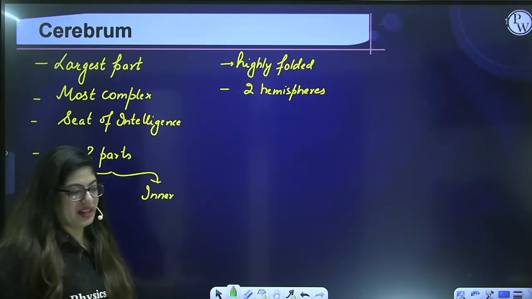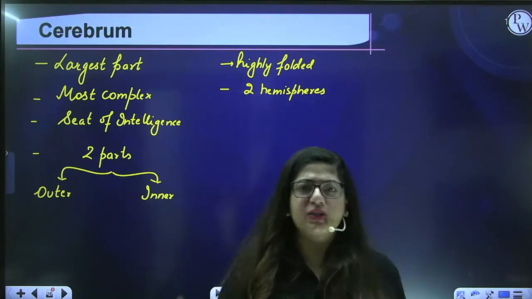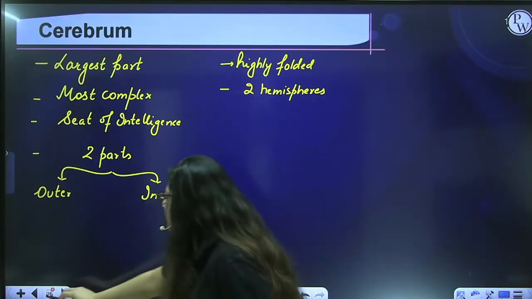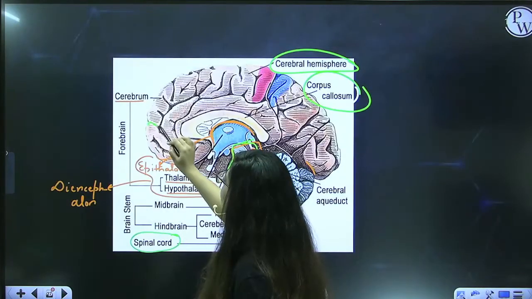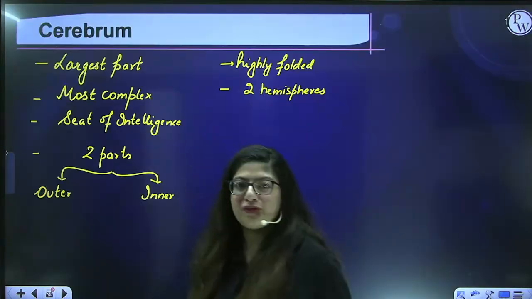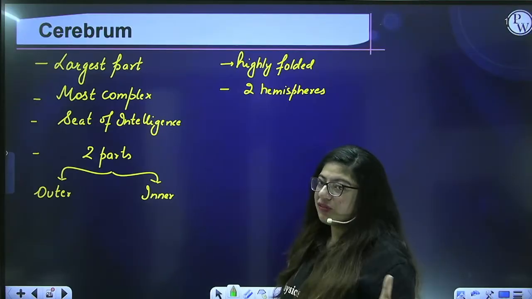As I have said, the cerebrum is the largest part, the biggest portion, and highly folded. There are a lot of folds, right? As you can see in this diagram, there are a lot of folds here. Why are there folds? You'll get to know shortly. It is the most complex part and the seat of intelligence.